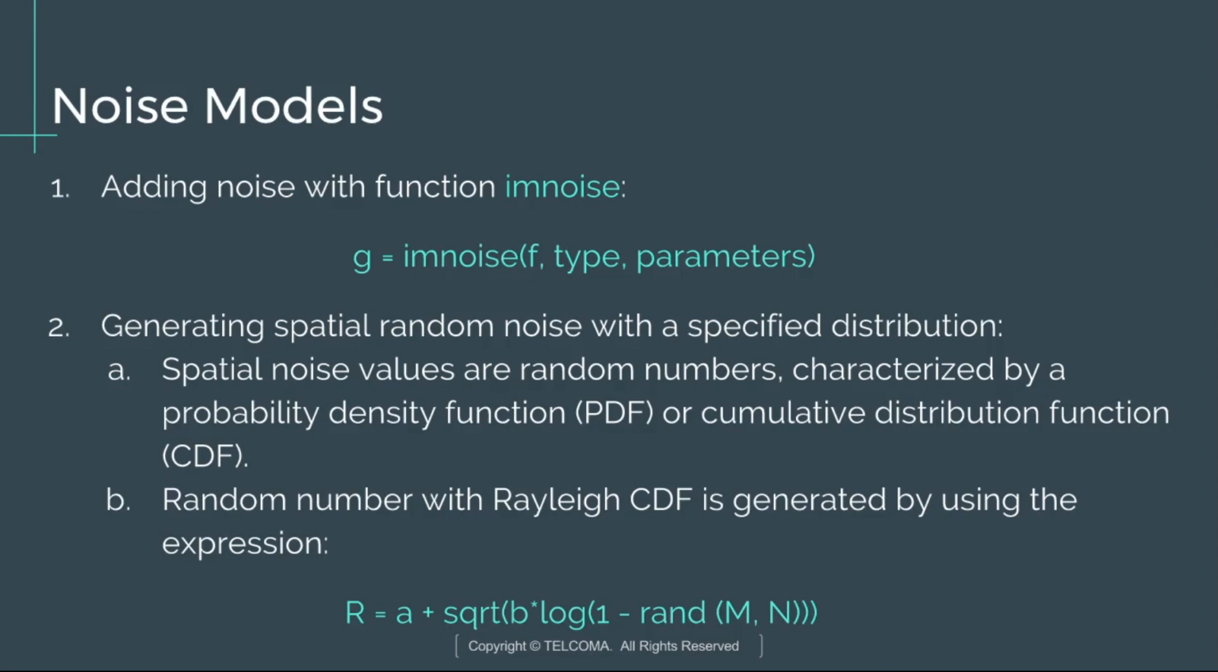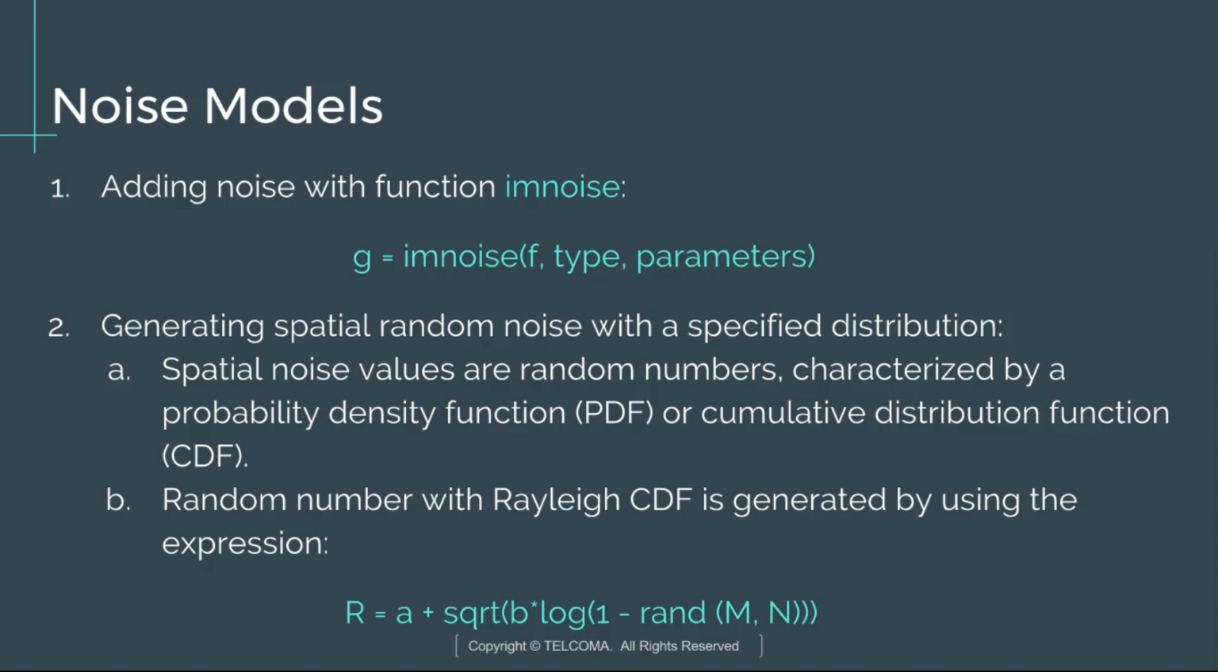Next is noise models. Now, how to add noise in a model? The Image Processing Toolbox uses the function imnoise to corrupt an image with noise. This function has the basic syntax as shown here: g = imnoise(f, type, parameters), where f is the input image.